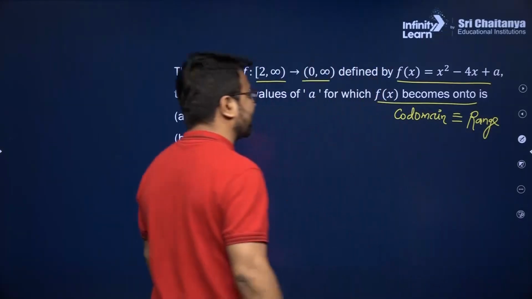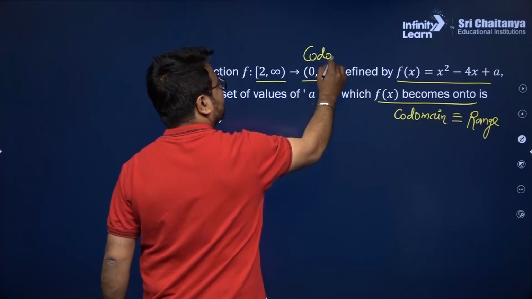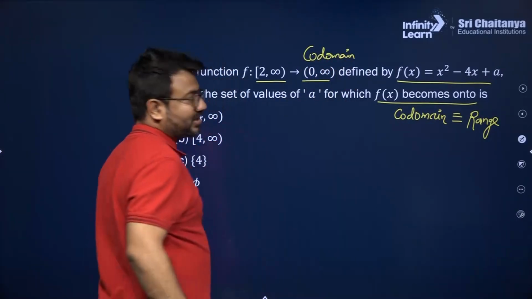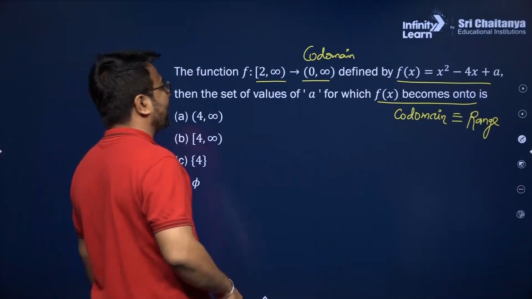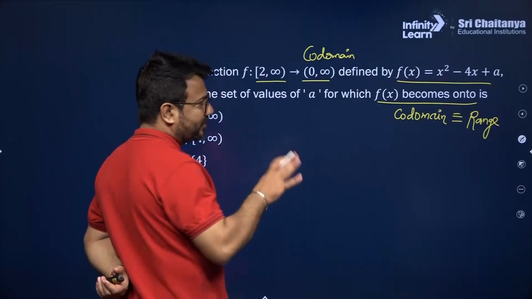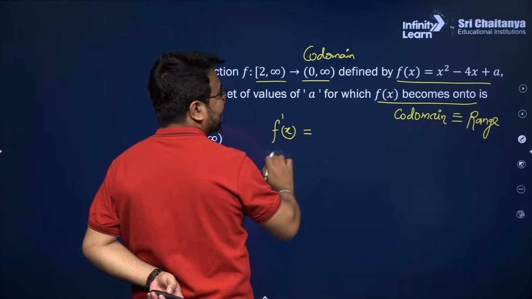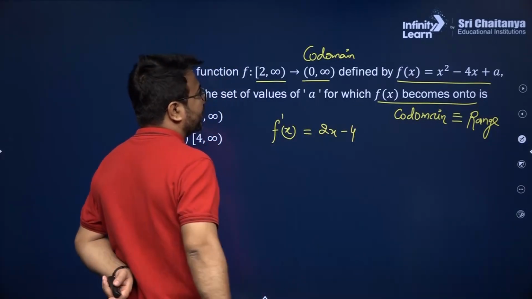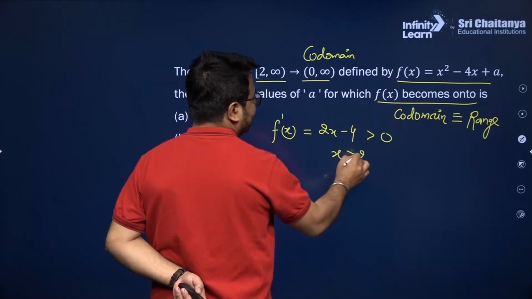Codomain should be equal to range. What is codomain? Codomain is 0 to infinity, and that should be equal to range. So what we are observing here is the nature of this function: f dash is 2x minus 4.